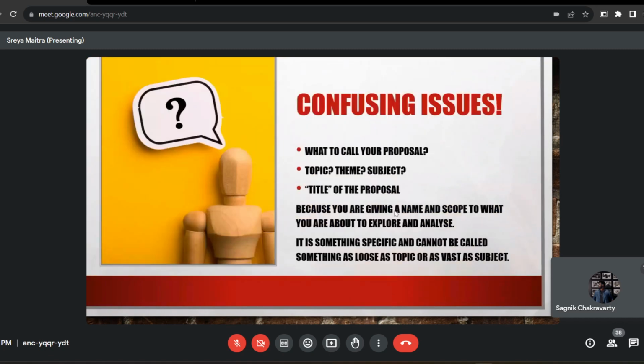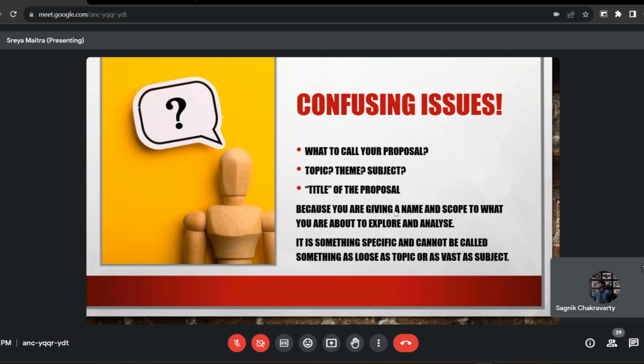So, some of the confusing issues that scholars usually face is: what do you call your proposal, what you give at the headline of the proposal, the header of your proposal, now that we are also well versed with Microsoft Word? Should we call it a topic? What is my research topic? Should we call it a theme? What is my research theme? What is my research subject? None of these actually.